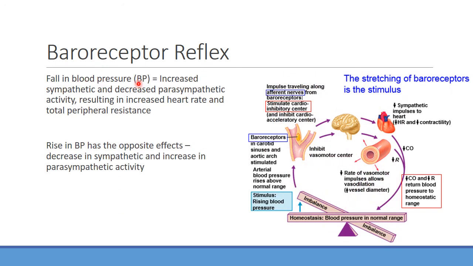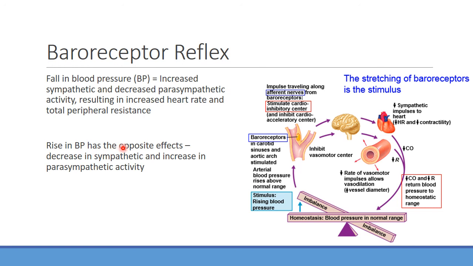So again, with a fall in blood pressure, you're going to see increased sympathetic and decreased parasympathetic activity, which should lead to increased heart rate and increased total peripheral resistance. That's going to cause those baroreceptors to stretch more. It says, hey, okay, now we've got the negative feedback loop in place. I'm stretched enough. Now we don't need to release as much of the sympathetic activity. So you have a rise in BP. Or when you have a rise in BP, you have the opposite effects.